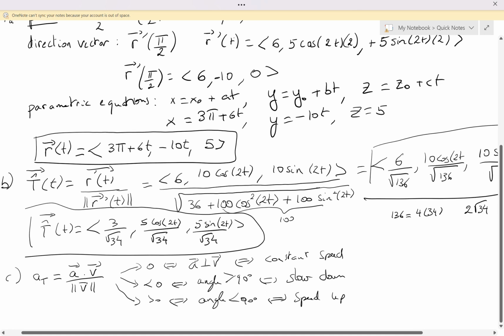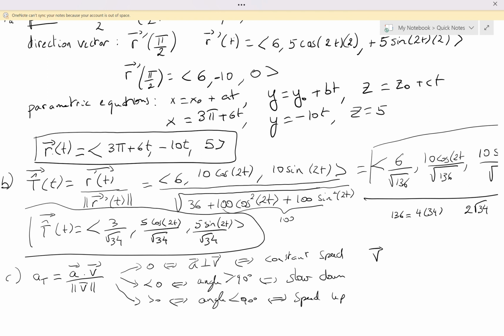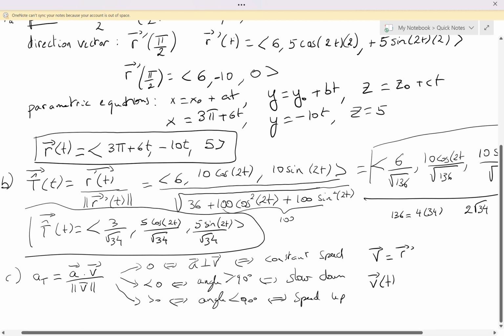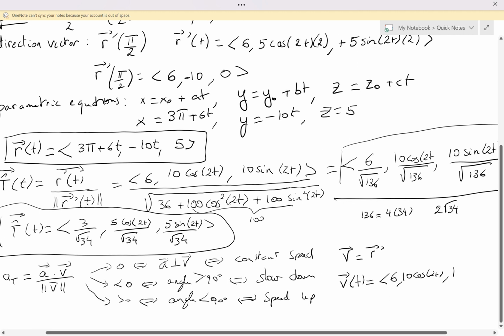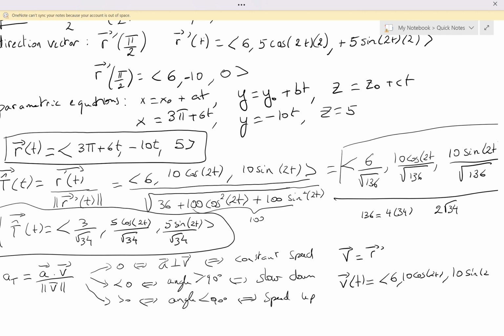Well, we kind of already computed the velocity, because remember the velocity is the derivative of the position vector, and we already found it right here, when we found the unit tangent vector. So the velocity vector, we already have it. I don't need to make it of length 1, so I'm just going to leave it as 6, 10 cosine 2t, and 10 sine 2t.